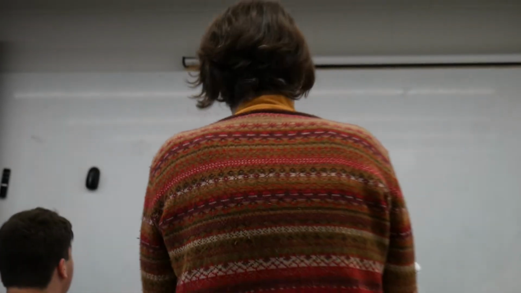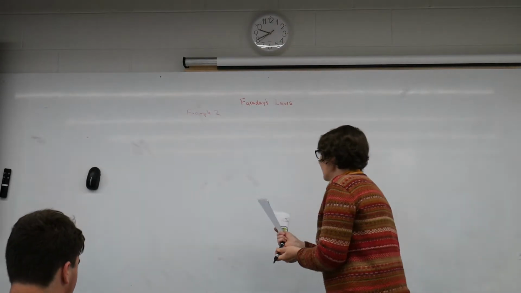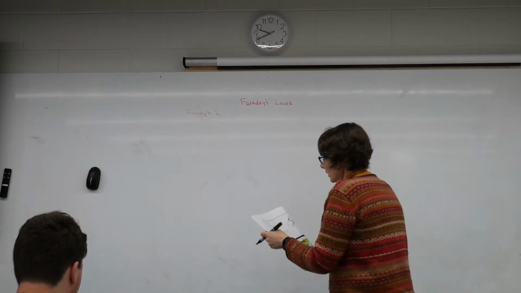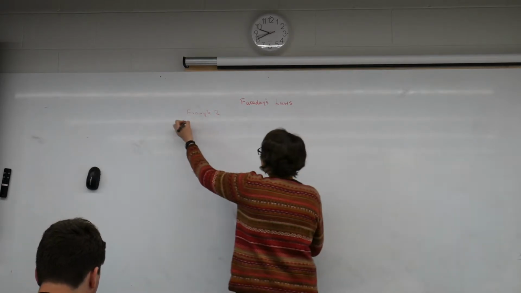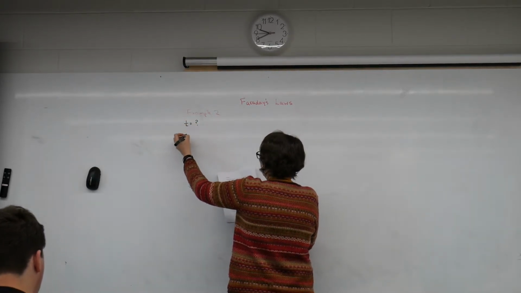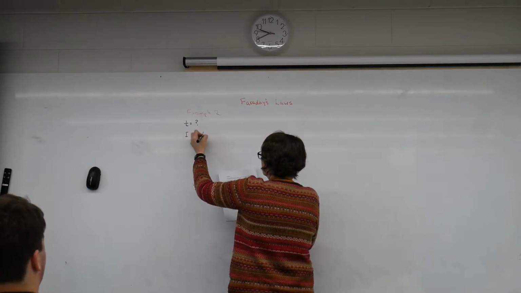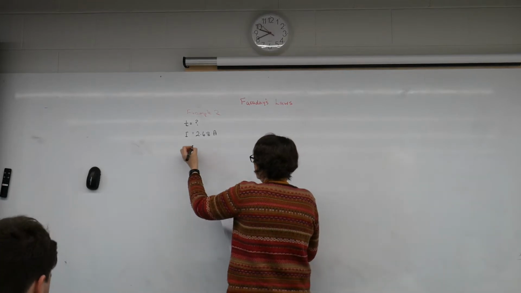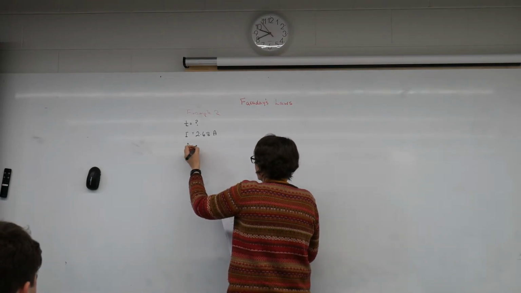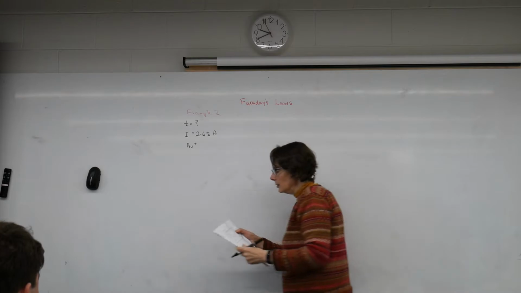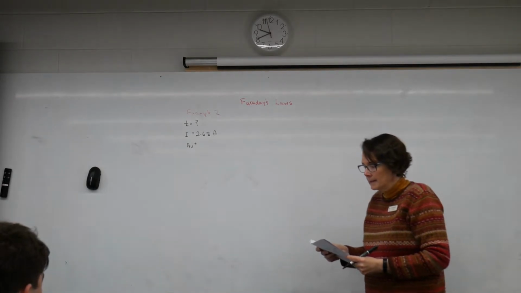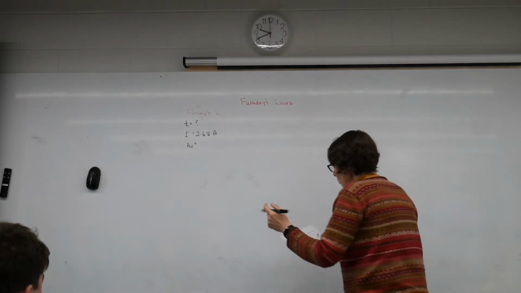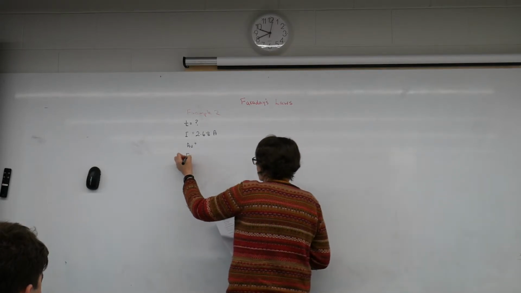Let's get on with example 2. This time we're finding time. We have a current of 2.68 amps, gold cyanide, but it tells us it's gold(I). And we want 5 grams of gold.